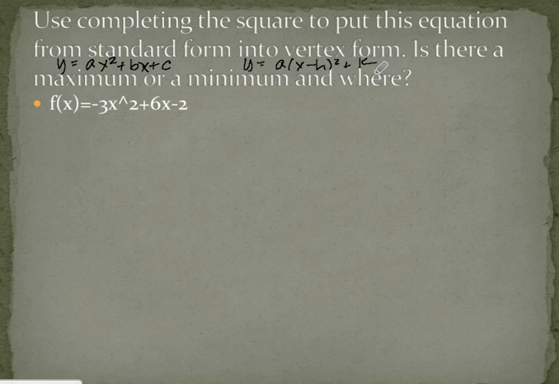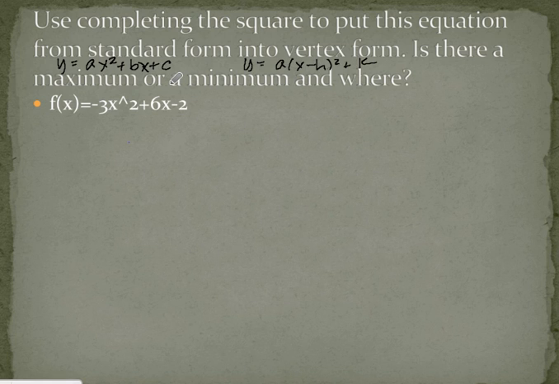All right, and then after we've done that, we're going to determine if there is a maximum or a minimum value. So I would like to identify what is what first of all. A is -3, B is 6, and C is -2. Right off the bat, I know that my y-intercept is -2.